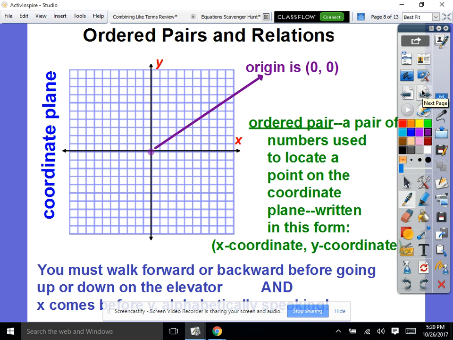The origin is 0, 0. This is the ordered pair for the origin. Now, an ordered pair is a pair of numbers used to locate a point on the coordinate plane. It is written in this form: the x-coordinate, comma, and then the y-coordinate, always in parentheses. And you can remember this by thinking about an elevator. You must walk forward or backward before you can go up or down on the elevator. And alphabetically speaking, X comes before Y.